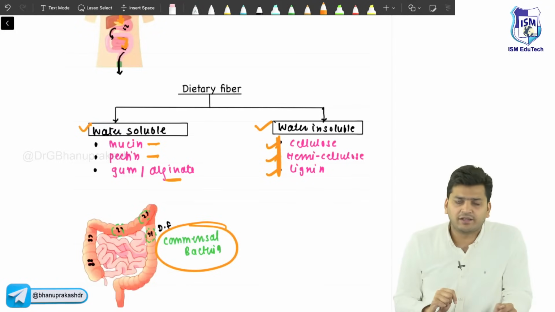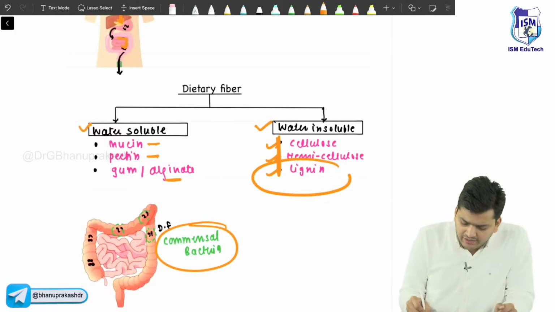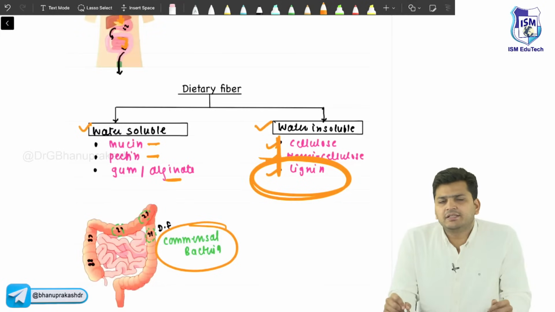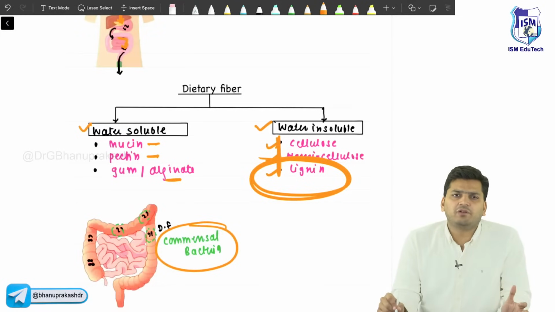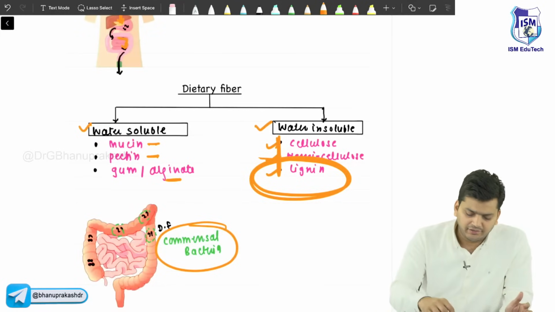What is the name of that? Can you tell me? Yes, what is the name of that? Lignin. Lignin is a dietary fiber which is neither digested nor fermented. Neither digested nor fermented, right?